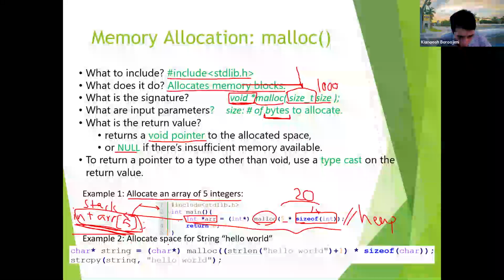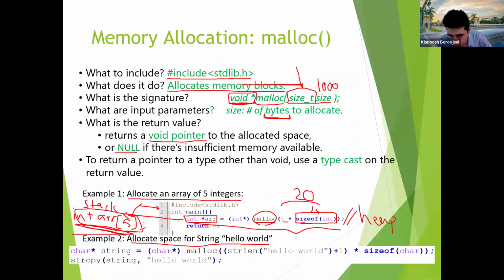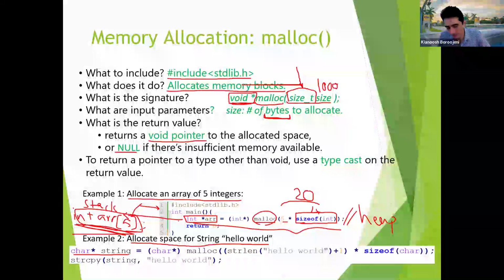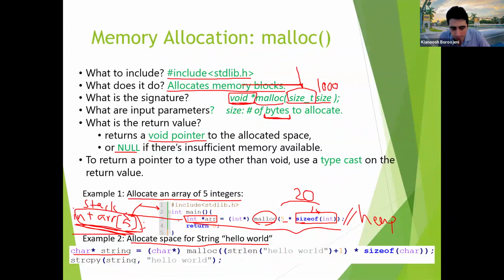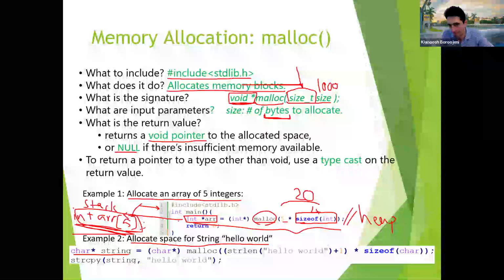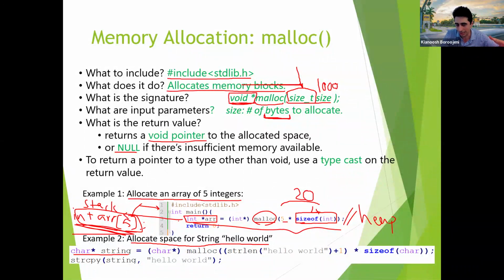Let's see another example. Let's say you want to allocate a space for the string hello world. How do you do this? That's a super common operation that you want to do. You want to allocate a space for a given string. First, you need to create a pointer. Why do we need a pointer? Because the pointer should keep track of the allocated space. If you don't have a pointer, then you can allocate memory with malloc, but the address to that allocated space will be gone. You won't have access to it. So you need to define a pointer, like in this case, char star string, and set it equal to the return value of malloc.